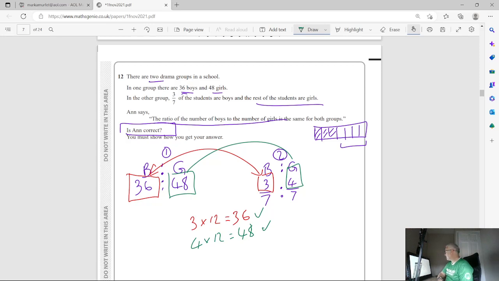You could times the bottoms out as well if you wanted to, and put these into a fraction. Okay, I'm not going to confuse things by doing that. That's the only piece of working you'll need to do. Look to see that the number of boys, how can we make it the numerator on that fraction? Okay, and the same with the girls, and that will confirm whether it works or not.